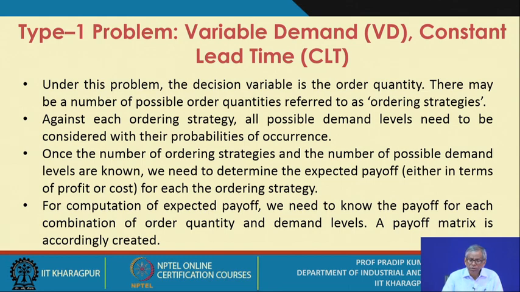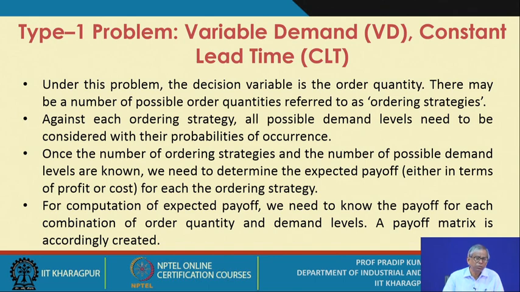and when you decide this order quantity, you are assuming that there is a time period for which the demand occurs, say 1 week or 1 hour, and the order quantity is sufficient to meet the demand during the specified time period. This is the core issue. So the decision variable is the order quantity. There may be a number of possible order quantities, referred to as ordering strategies.